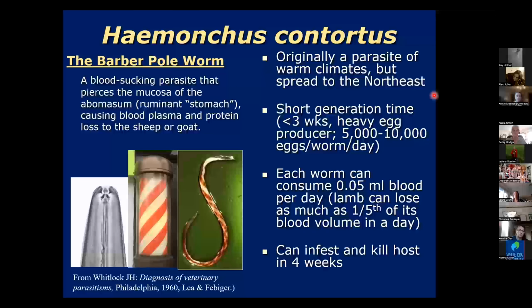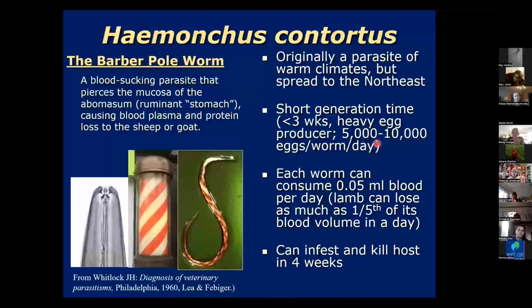It's originally a parasite of warmer climates, but it spread to the northeast. I don't know if that's through climate change or because we moved animals around too much and brought it along with them. It has a short generation time, can be less than 3 weeks. And it's a heavy egg producer, so it reproduces very quickly, especially in the warm, damp months of the year.